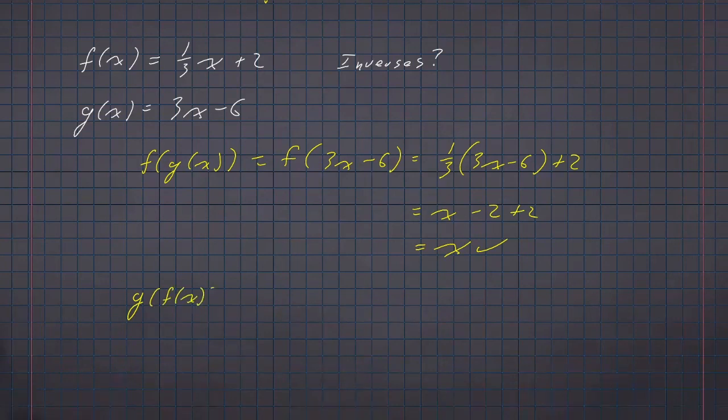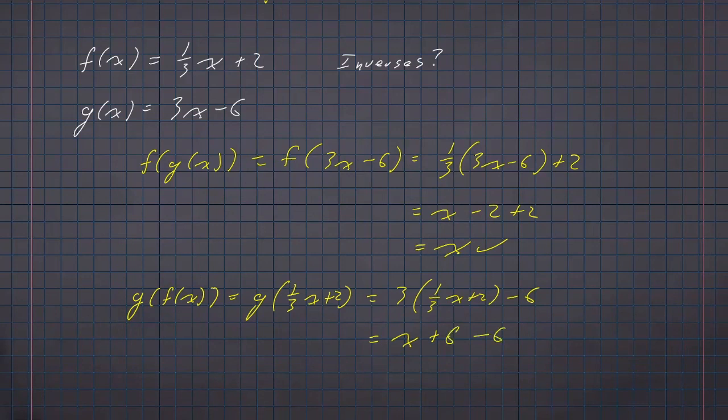g of f of x will be g of 1/3 x plus 2, which is 3 times 1/3 x plus 2 minus 6. Distributing, 3 times 1/3 times x is just x. 3 times 2 is plus 6. And then plus 6 and minus 6 cancel each other out, leaving us with x. So yes, f and g are inverses of each other in this case as well.